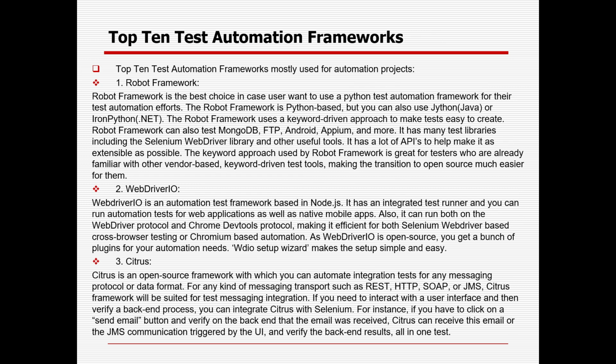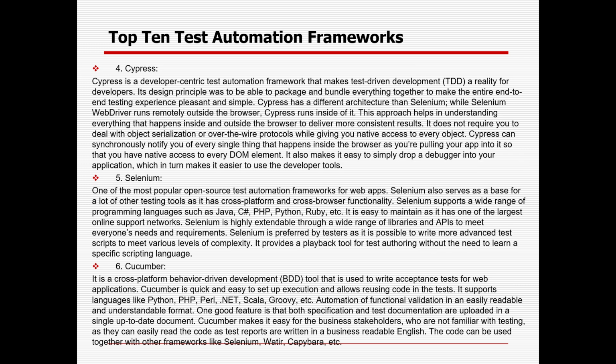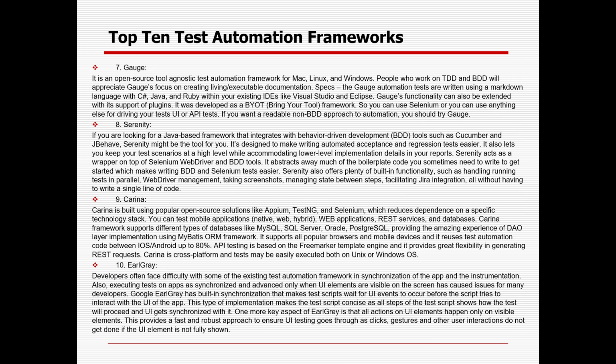There are a couple of top 10 automation frameworks, though there might be more, but I have tried to highlight them. Robot Framework, WebDriverIO, Citrus. You can go through, there is nothing to read out, already written here. Cypress, Selenium, Cucumber, Gauge, Serenity, Carina, and Karate. These are the best top 10 frameworks.